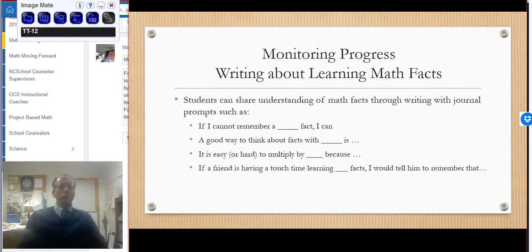So when we get into monitoring progress, I think it's always good to connect back to writing, as we did before, when you're explaining something to someone else, but also writing my own sets of rules, right? So if I can't remember a whatever fact, whether it's 9 times something or something else, this is what I do. Or a good way that I think about the facts is these make nice little multiplication, my classroom multiplication book kind of things for the whole class to compile. Things that are easy, things that are hard to multiply by, and why. If a friend is having a tough time learning whatever facts, I'd help them remember by.